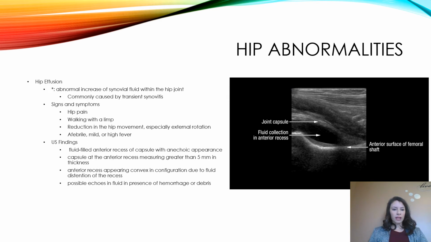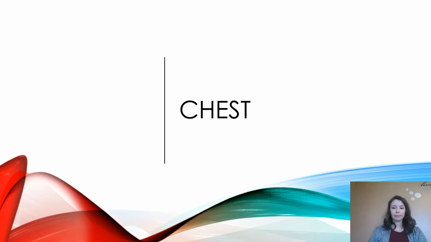Some ultrasound findings are a fluid-filled anterior recess of capsule with anechoic appearance. This capsule at the anterior recess measures greater than 5 millimeters in thickness. Anterior recess appears convex in configuration due to fluid distension of the recess. And there's possible echoes in the fluid, and that can be the presence of hemorrhage or debris.